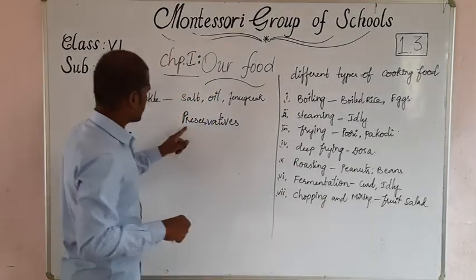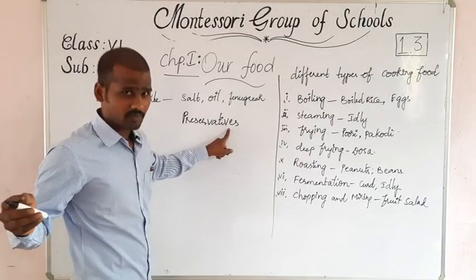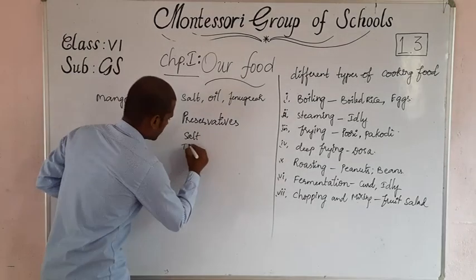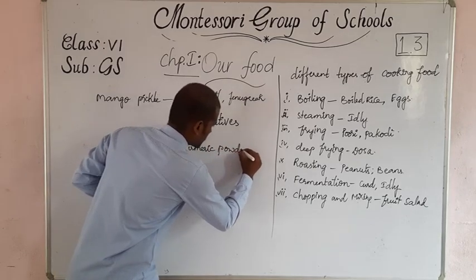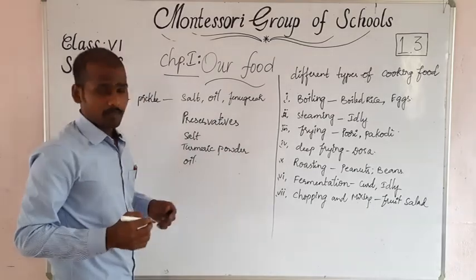When it comes to preservatives, there are different types of preservatives. For example, salt is one type of preservative, turmeric powder is one type of preservative, and oil. These are the different types of preservatives.